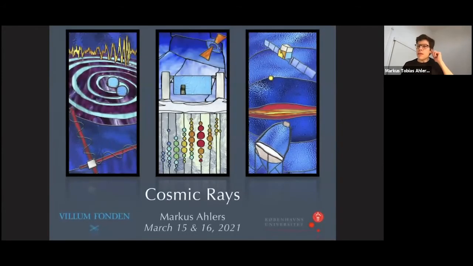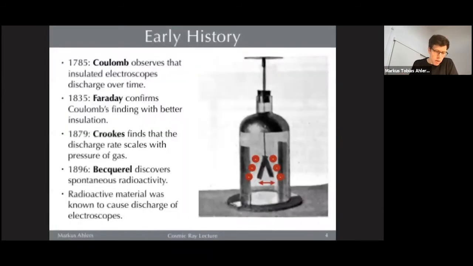Okay, so let me start by giving you an overview of cosmic ray observations, also the historical context. The history of cosmic rays starts already in the 18th century, a very long time ago. Coulomb observed that if you have a charged electroscope, then this electroscope will discharge over time.